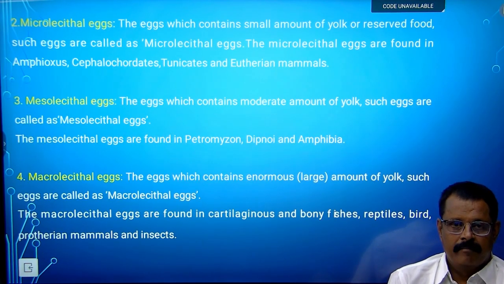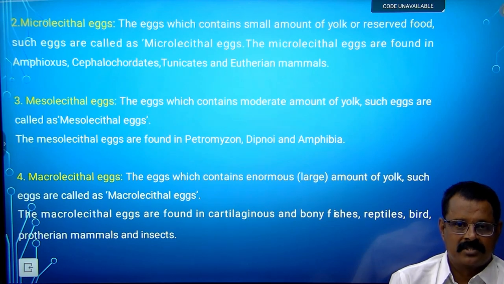Second type is microlecithal eggs. The eggs which contain a small amount of yolk are called microlecithal eggs. These eggs are found in Amphioxus, cephalochordates, tunicates, and eutherian mammals. Third type is mesolecithal eggs. The eggs which contain a moderate amount of yolk are called mesolecithal eggs. These eggs are found in Petromyzon, Dipnoi, and Amphibia.